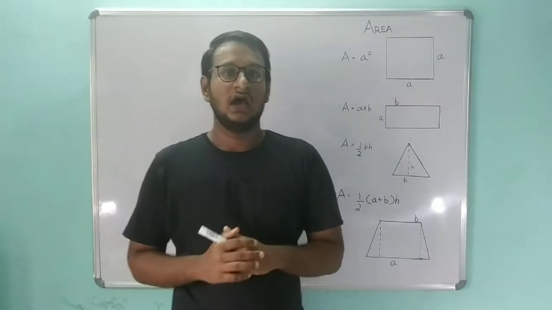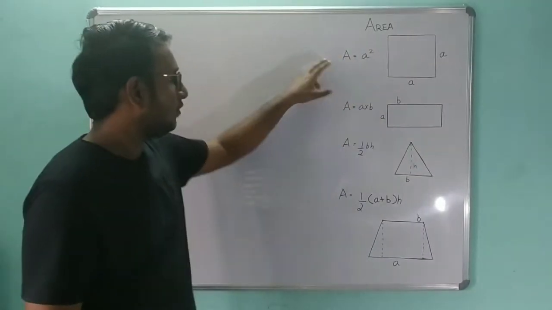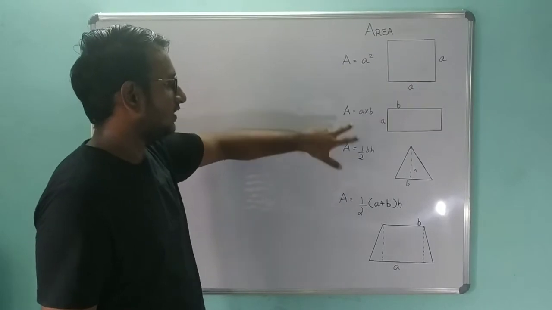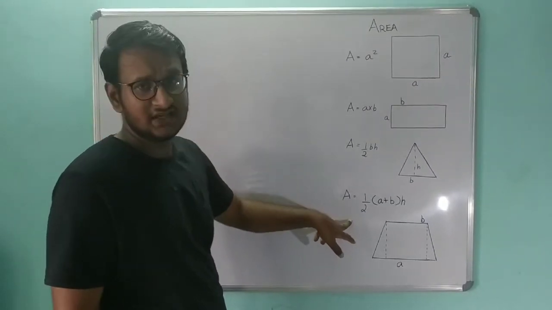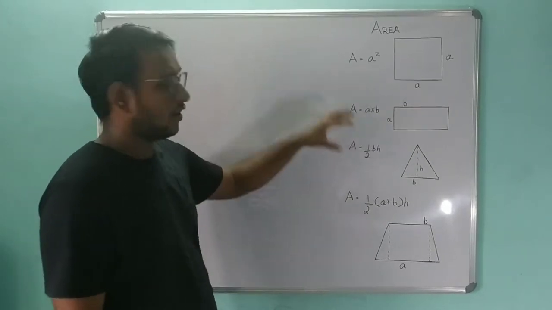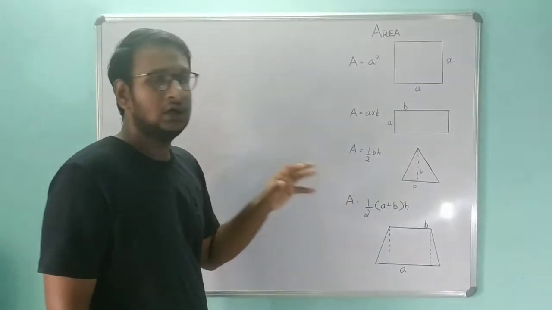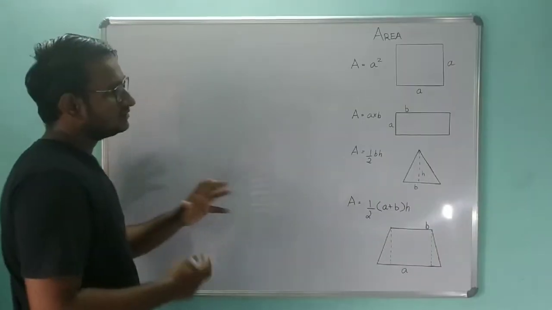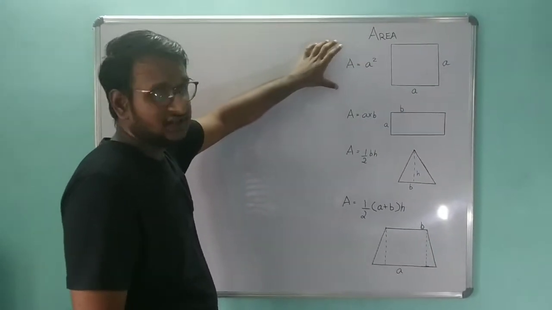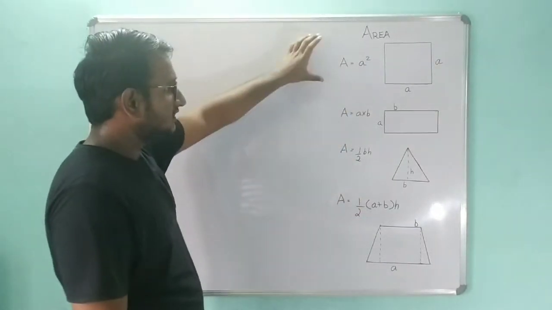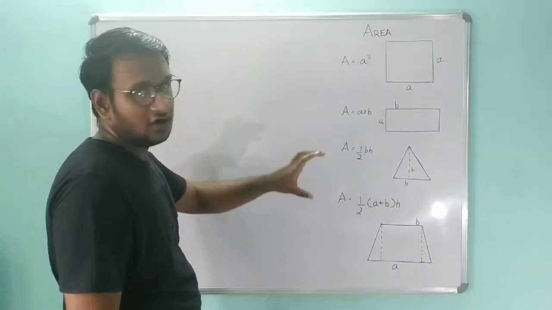So let's start. Now I have given the area formulas for different shapes: here square, here rectangle, here triangle, and here trapezium. I am going to explain how these formulas evolve from one to the other. Let's start from the square, because this is the base of every other formula. From this formula, every other formula evolved.